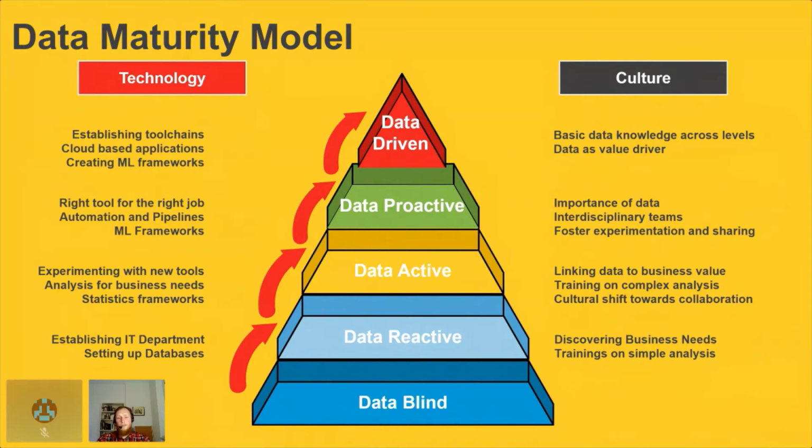On the other hand, advancing from data reactive to data active on a technology level, in my opinion, is basically characterized by experimenting with new tools. So basically, if you got one database, you start implementing another one, you start noticing differences. So for example, if you have a relational database, you try something like a non-relational one. You have different kinds of vendors that you try out. And you also start basically trying out the analysis for business needs.